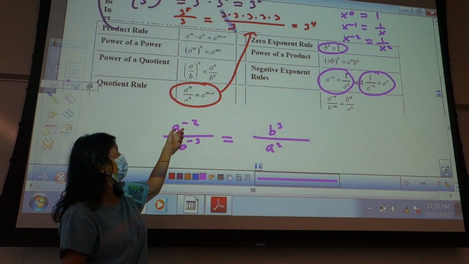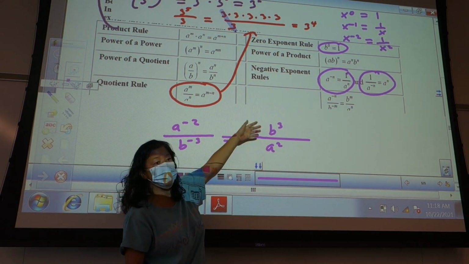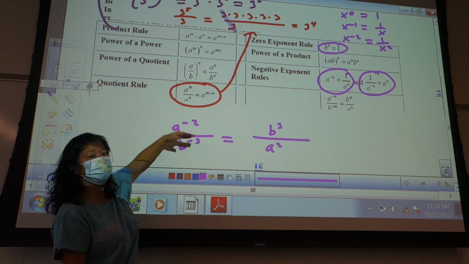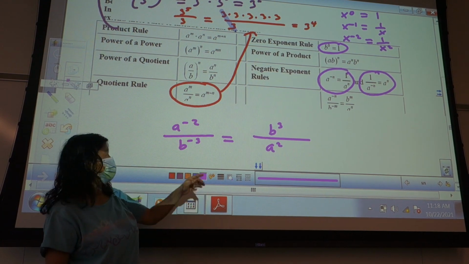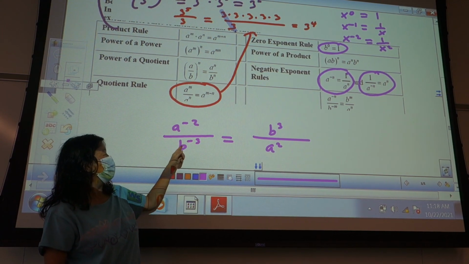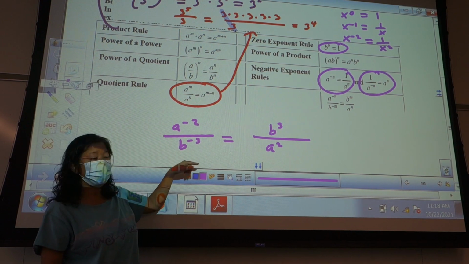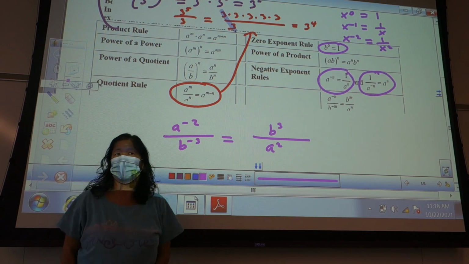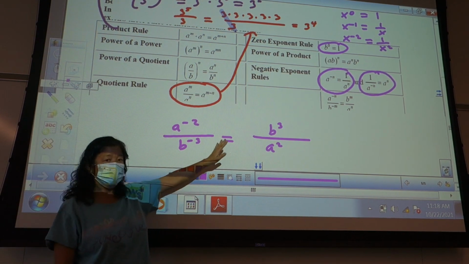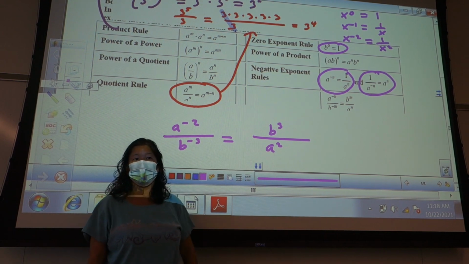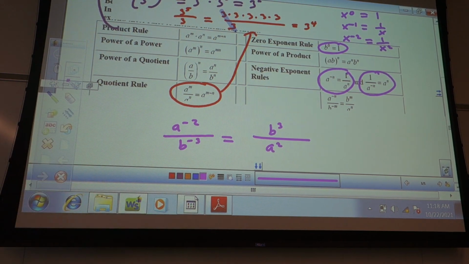Anytime you have a negative exponent, move it to the opposite side. If it's on top, move it to the bottom. If it's on the bottom, move it to the top. Because it's saying I'm dividing by b, but if you're dividing by a fraction, it's a little complicated. But we'll stick with this. Good. If you want to know why, we can talk about it after class.